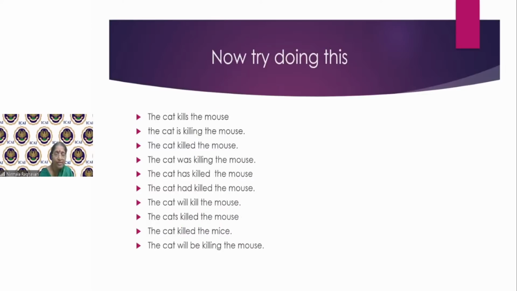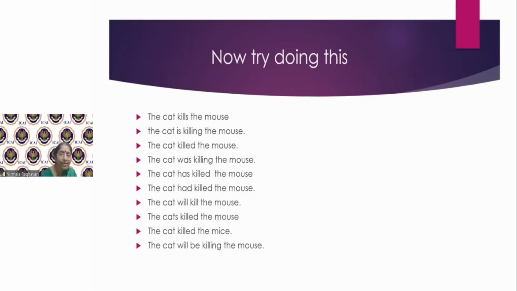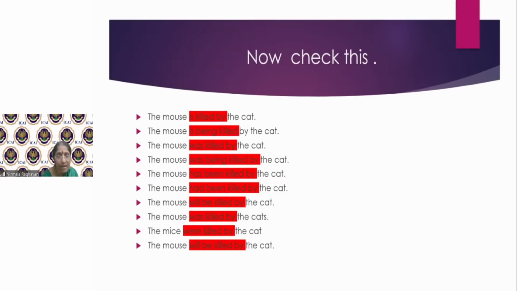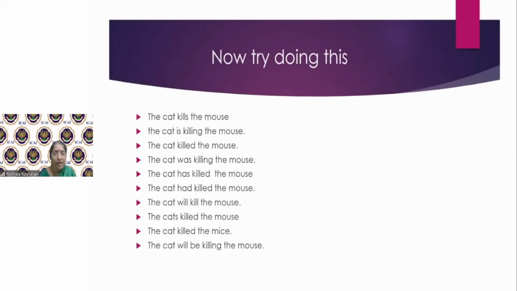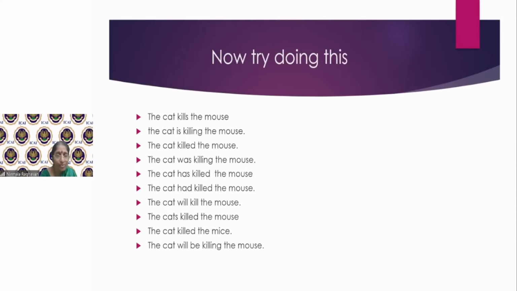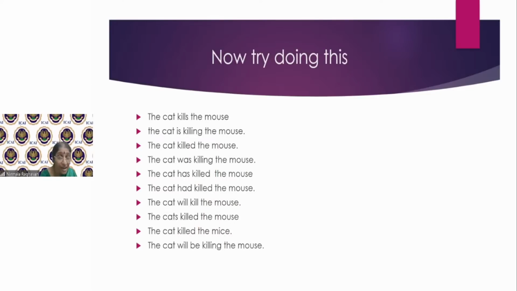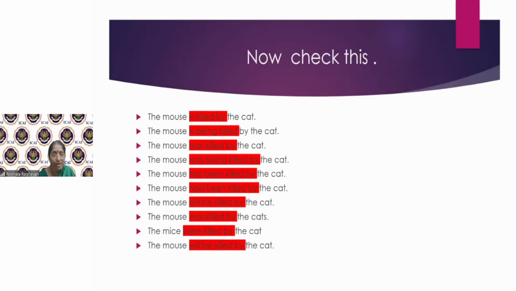The cat kills the mouse. The mouse is killed by the cat. The cat is killing the mouse. The mouse is being killed by the cat. The cat killed the mouse. The mouse was killed by the cat. The cat was killing the mouse. The mouse was being killed by the cat. The cat has killed the mouse. The mouse has been killed by the cat.